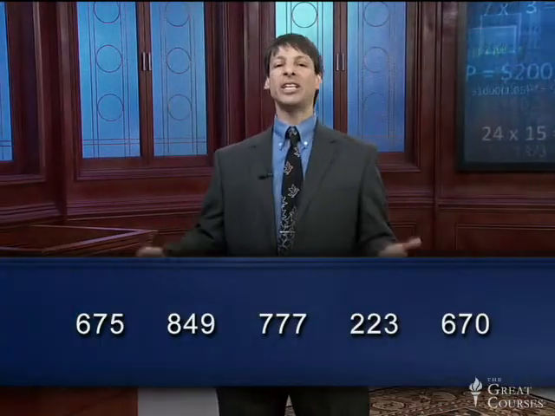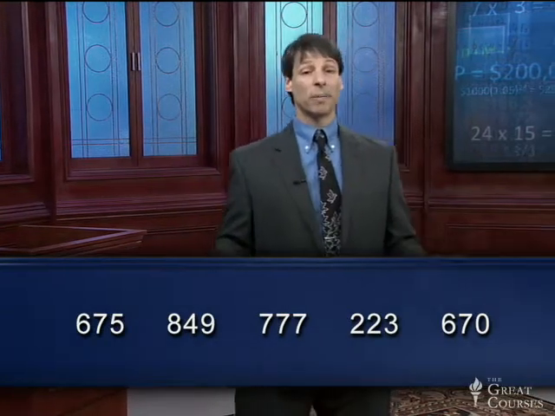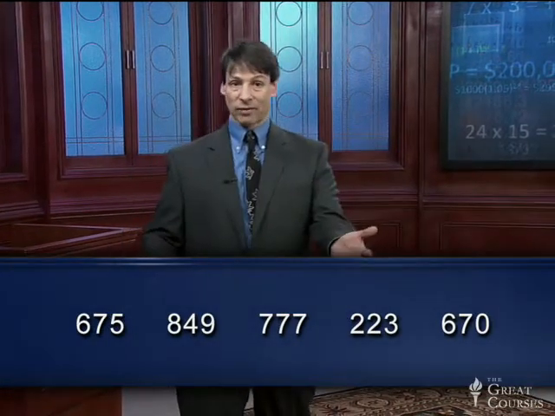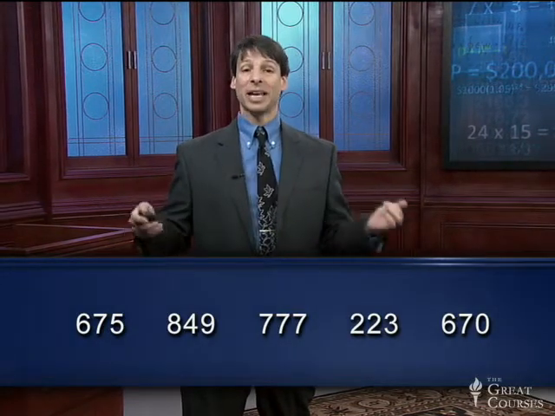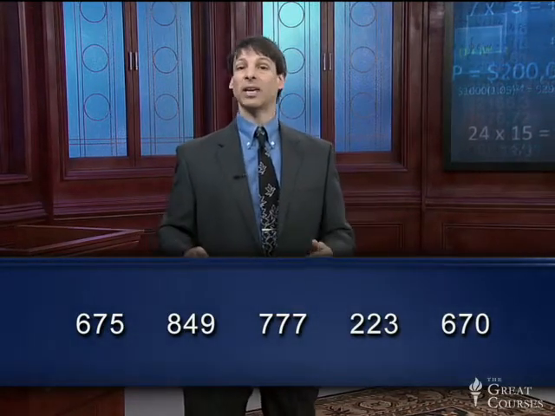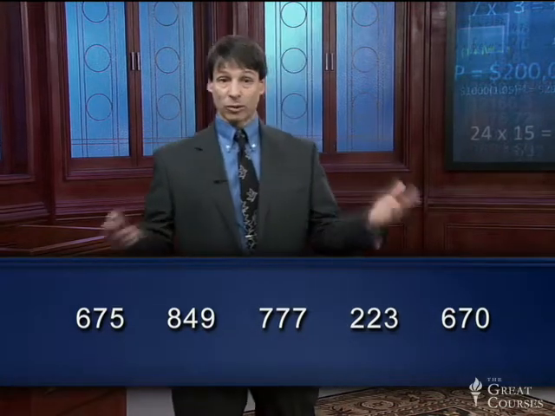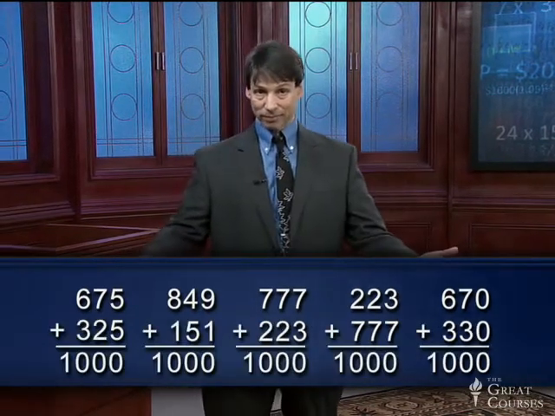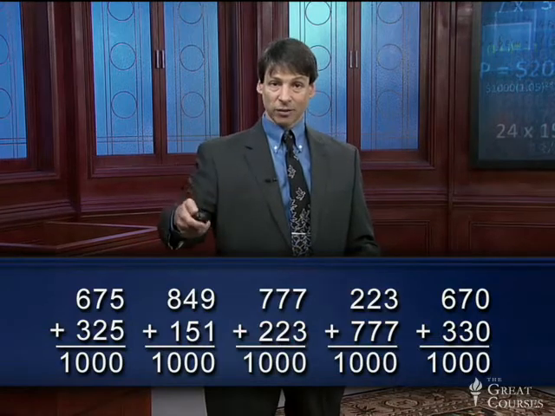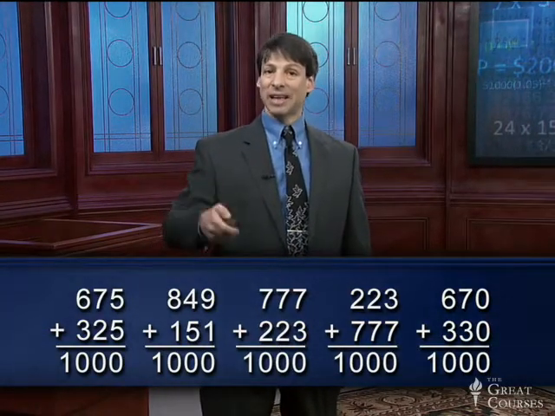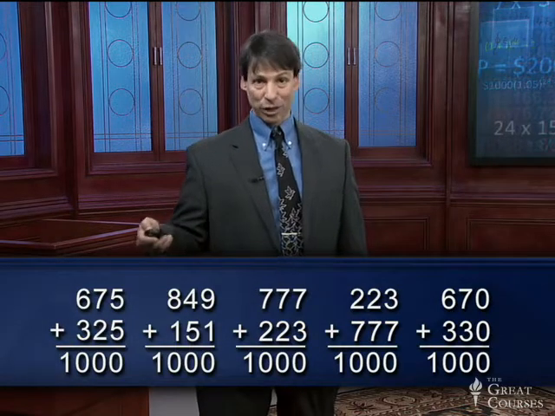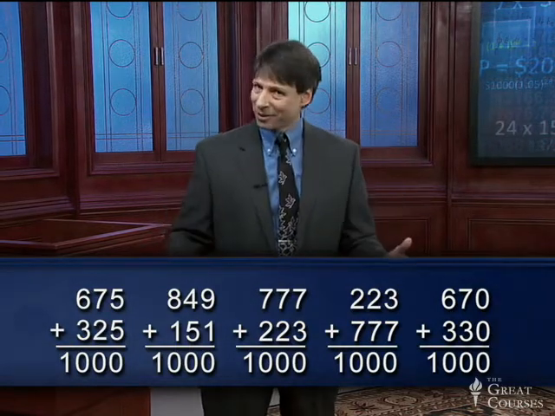Sometimes it's convenient to know your three-digit complements. How far are these three-digit numbers from 1,000? 675, 849, 777, 223, and 670. How far are they from 1,000? Check it out. 325, 151, 223, 777, and 330. Do you see the pattern?